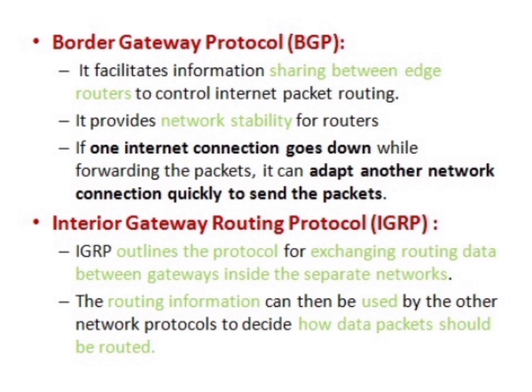The most important one is next, the Interior Gateway Routing Protocol. This is the protocol used for exchanging routing data between the gateways inside a separate network. It is a gateway for transferring data between networks inside one single gateway. That is how a data packet should be routed.